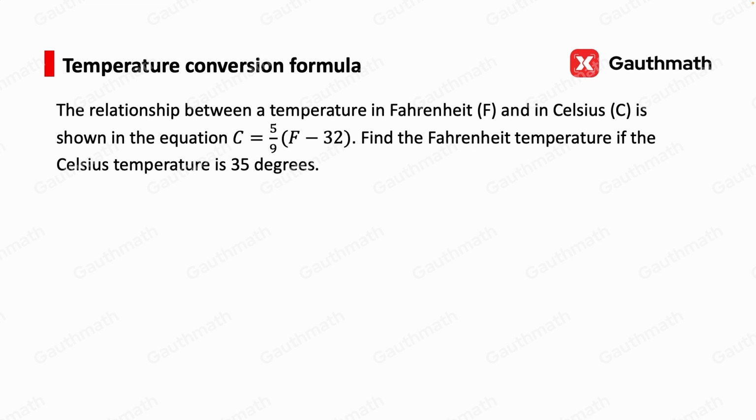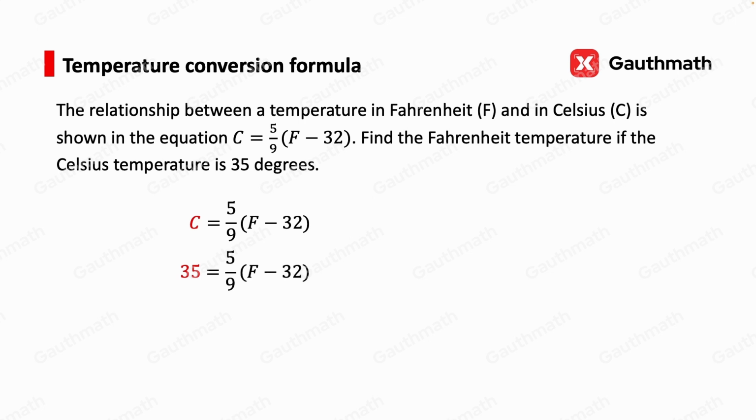The relationship between a temperature in Fahrenheit F and in Celsius C is shown in the equation C equals 5/9 times parenthesis F minus 32. Find the Fahrenheit temperature if the Celsius temperature is 35 degrees. Okay, so the formula is given, and also the temperature in Celsius is given as well. It's 35 degrees, so plug in.